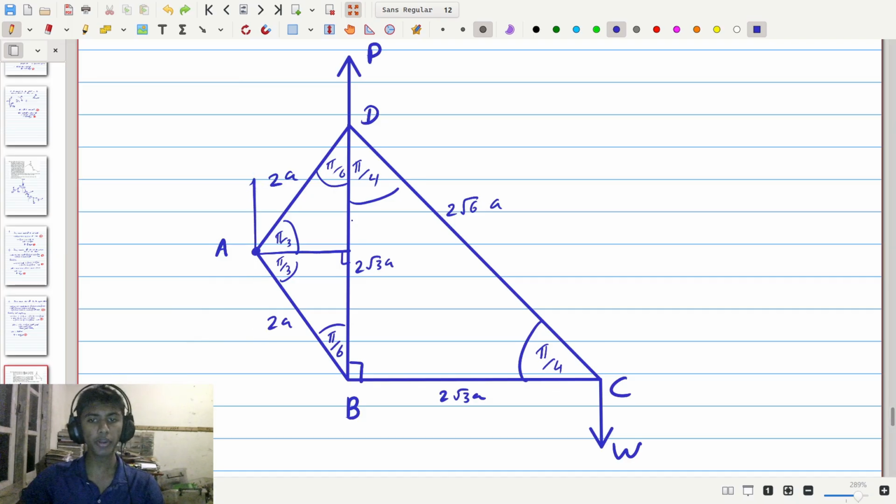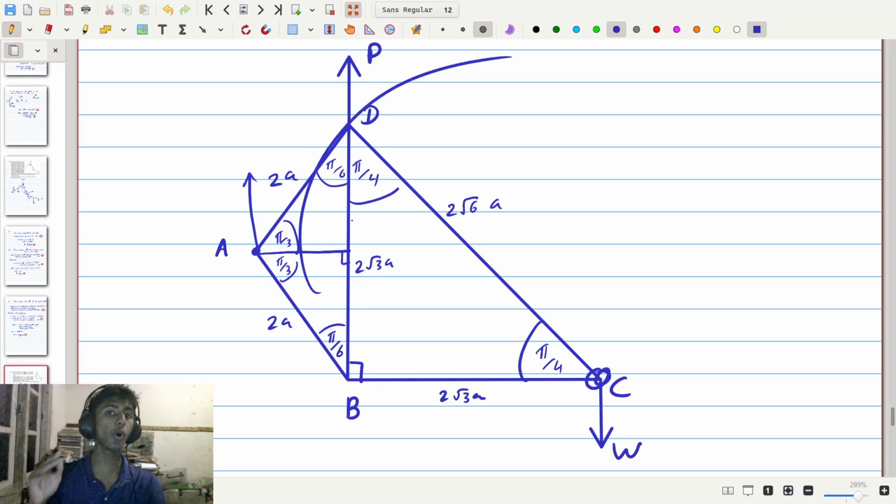Now consider the point C. If you take moments about the point C and you consider a vertically upward force, we can see about C, this force P is going to create a clockwise moment like this, and the force here is also going to create a clockwise moment, which means we don't have equilibrium.